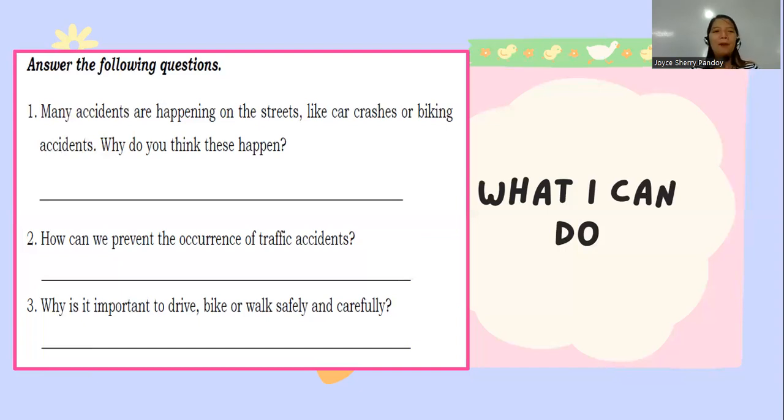Number 3, why is it important to drive, bike, or walk safely and carefully? Ganun kinahanglan man ta mag-amping sa atong pag-drive, pag-bike, paglakaw, no? Okay, that is for you to answer. Now, let us move on. By the way, children, in answering, please try to express your answers in a complete sentence. Okay?